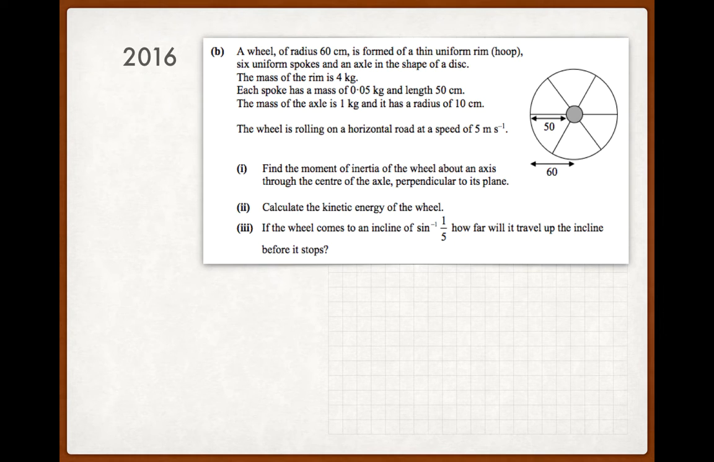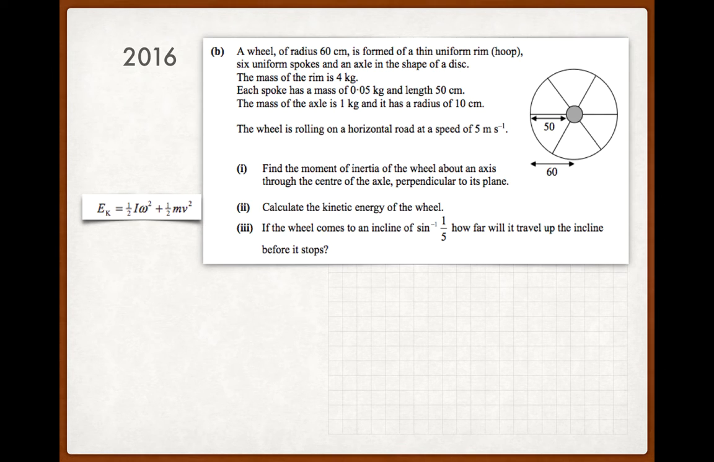2016. Okay, we'll have a look at part 2 first. Calculate the kinetic energy of the wheel. If you read through it, the wheel is rotating, so it'll have rotational kinetic energy. It's also travelling on a horizontal road with a speed, so it has a linear kinetic energy as well. So the total kinetic energy is the sum of the rotational and linear kinetic energy.